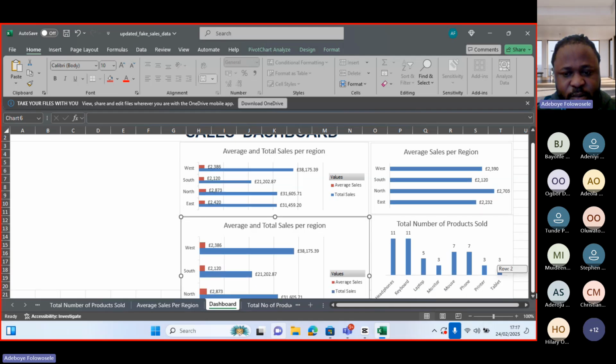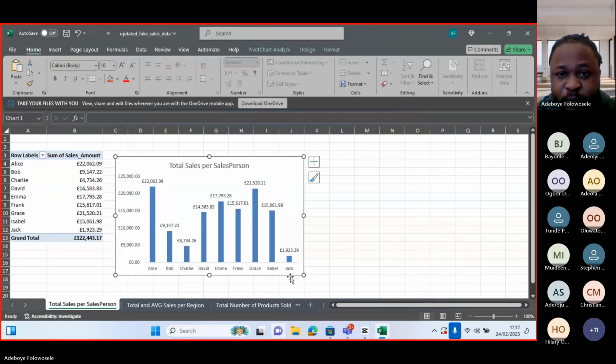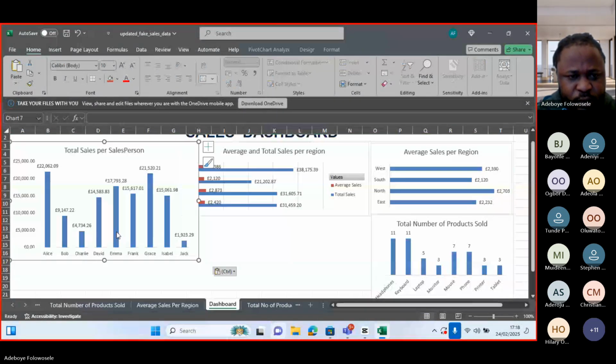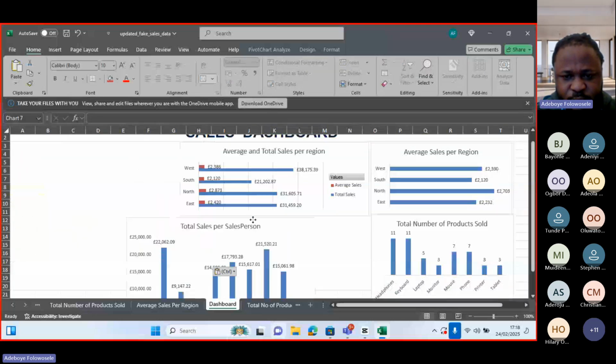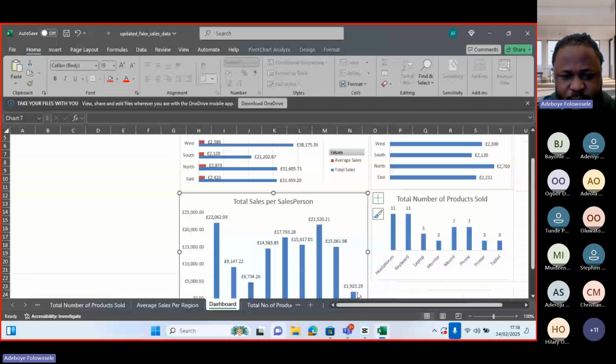So here now, I have the average and total sales per region. Oh, I copied the same thing, sorry. I'm supposed to copy total, yeah. Total sales per salesperson. So this is the total sales per salesperson.